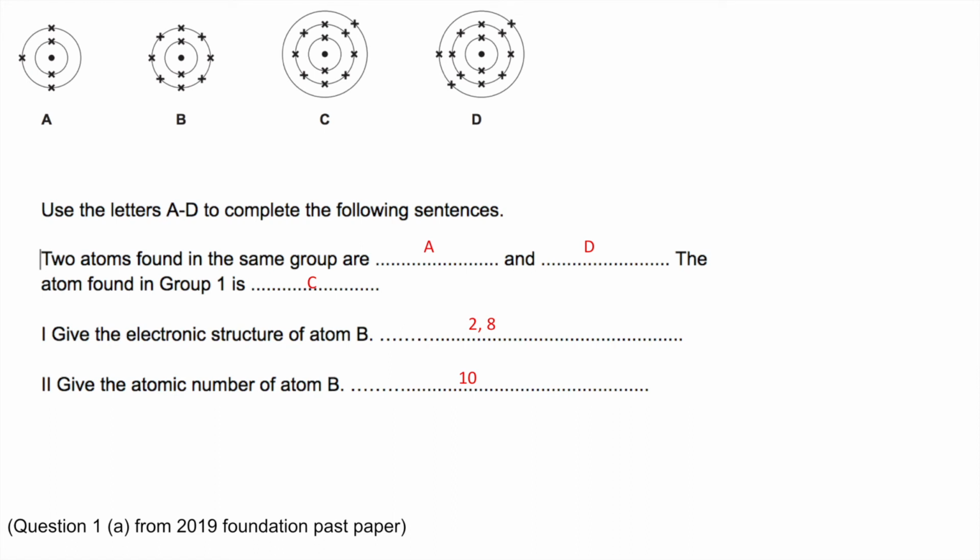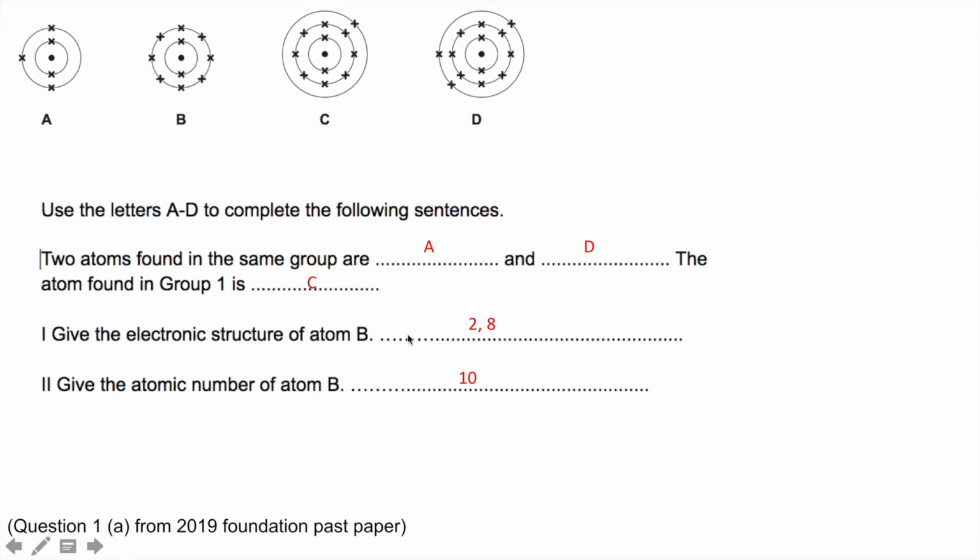Now using the letters A to D to complete the following sentences, 2 atoms that are in the same group are obviously A and D, as they have 3 electrons in the outermost shells. The atom found in group 1 is C, as it has 1 electron in the outermost shell.